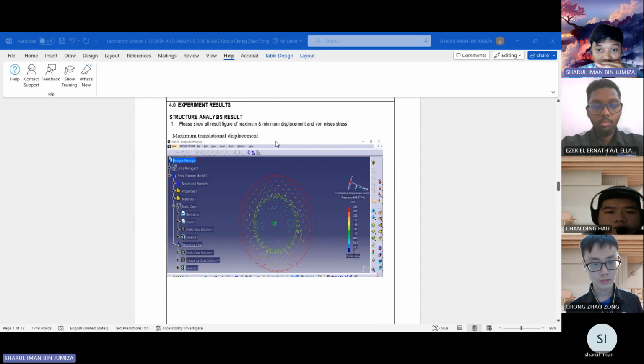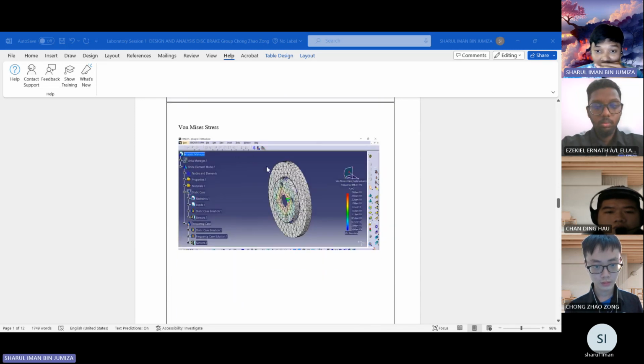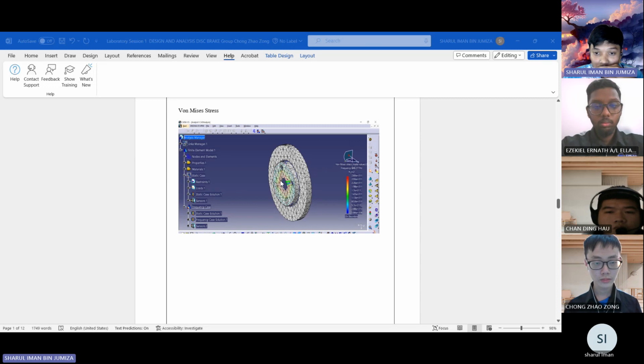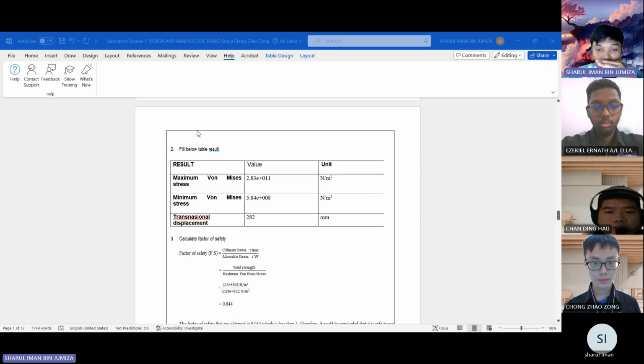From the experiment, this is the picture that we get. For the maximum translational displacement, we get 282, and for the minimum, we get 0. Here is the von Mises stress for the disc that we get, 2.83E+11 and 5.84E+08. This is the von Mises stress. For the data below, I will give to my friend Zhao.